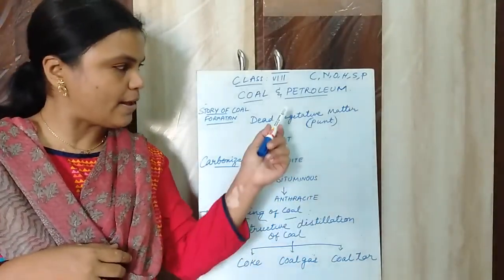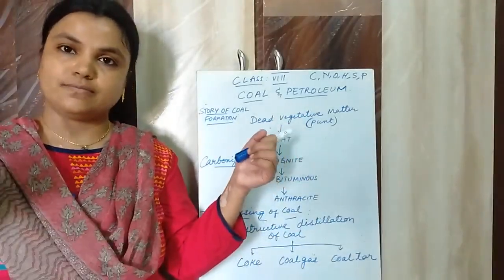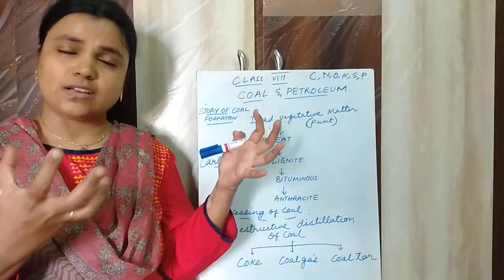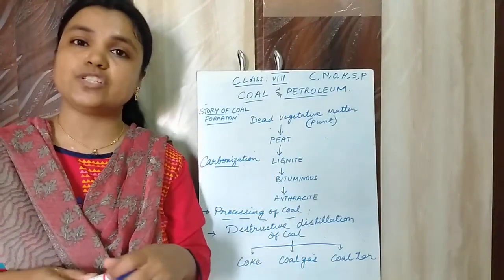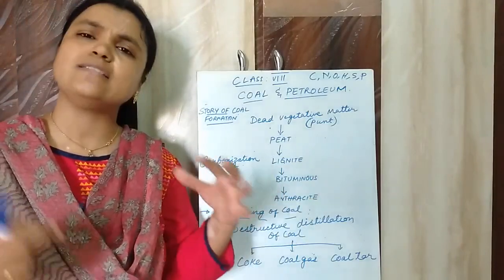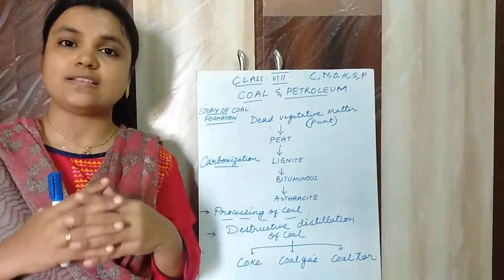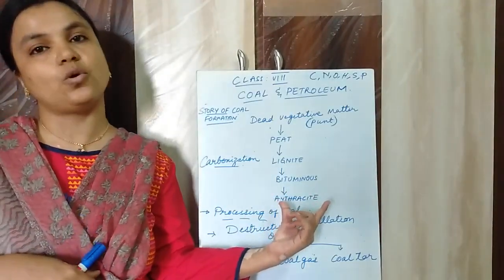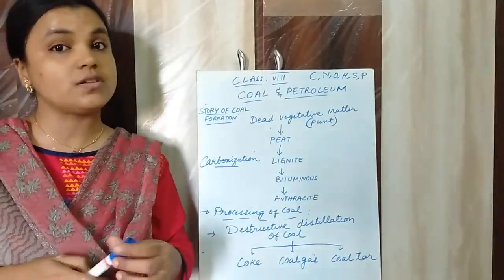Anthracite. So what is it? By the actions of all these factors like heat and pressure, slowly the dead vegetative matter gains a lot of carbon content, and ultimately anthracite is formed, which is the best quality coal that can be formed. It contains a high percentage of carbon, and it is a highly compact and very hard mass. This is the best variety of coal that can be formed from the vegetative matter. Usually this is very expensive because it has high carbon content.